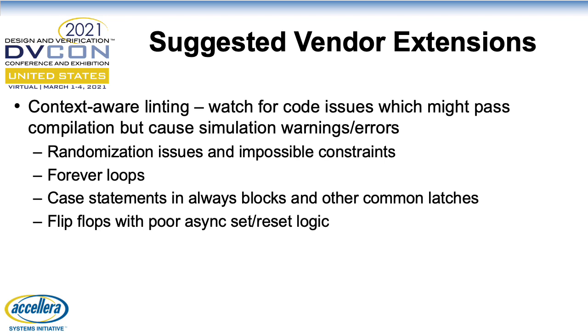Another possible vendor extension would be context-aware linting. We could watch the code for issues that might pass compilation but could cause simulation warnings or errors. Possible examples include a randomization issue or impossible constraints, forever loops, case statements and always blocks and other common latches, flip-flops with poor async, set and reset logic, and many others. Anything that could cause a warning or error when you simulate your code is a possible candidate for further context-aware linting.